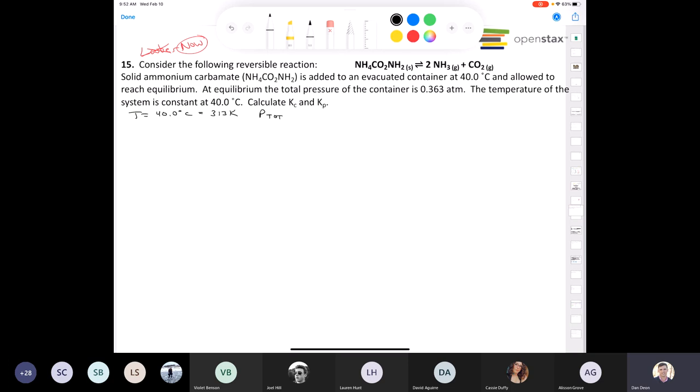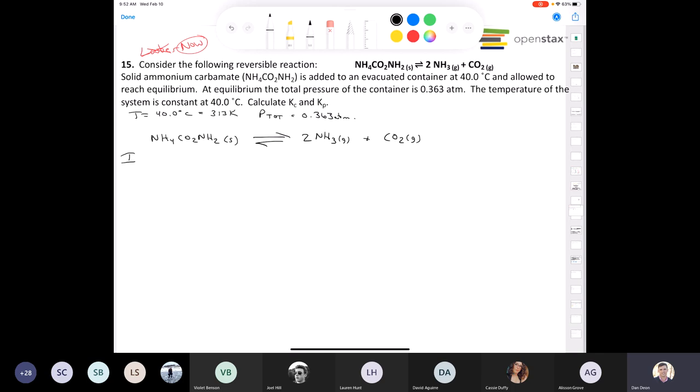And that's total pressure at equilibrium. So P total is equal to 0.363 atmospheres. Now let's write down our balanced equation. So we have our ammonium carbamate. Notice that that is a solid, okay? So we're gonna write solid. We have our equilibrium arrows. We have 2 moles of ammonia in the gaseous phase plus 1 mole of carbon dioxide in the gaseous phase.